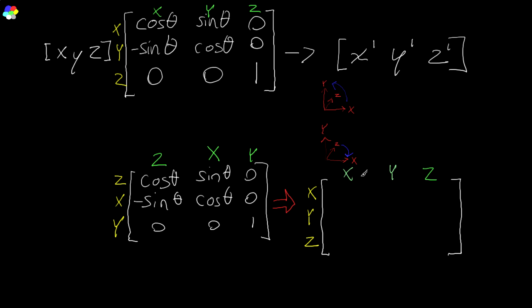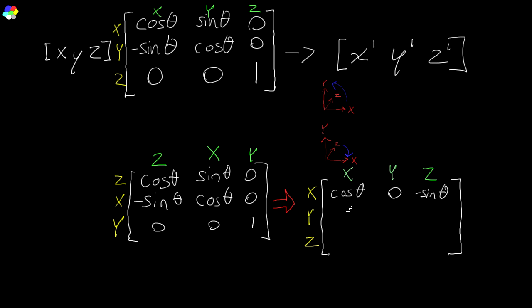So if we start with xx. So what is xx? So we look in our y rotation matrix and we see that that's cos theta, right? So we write cos theta. And then what is xy? Well, that is 0. So we write 0. And xz is negative sine theta. So we go negative sine theta.